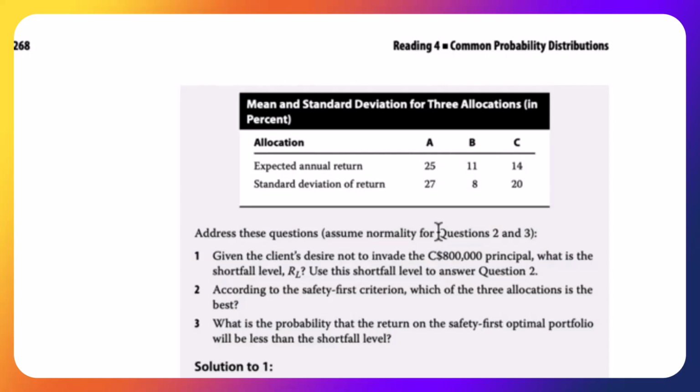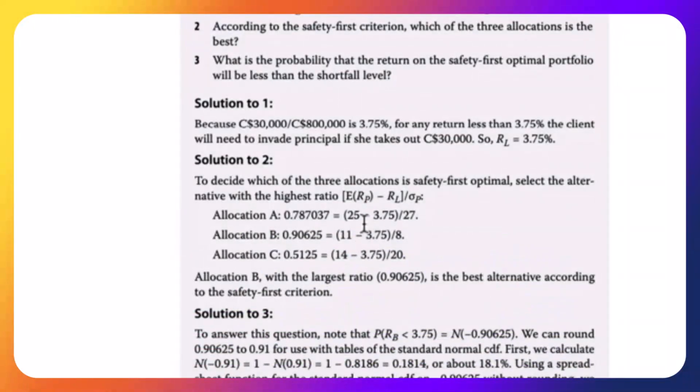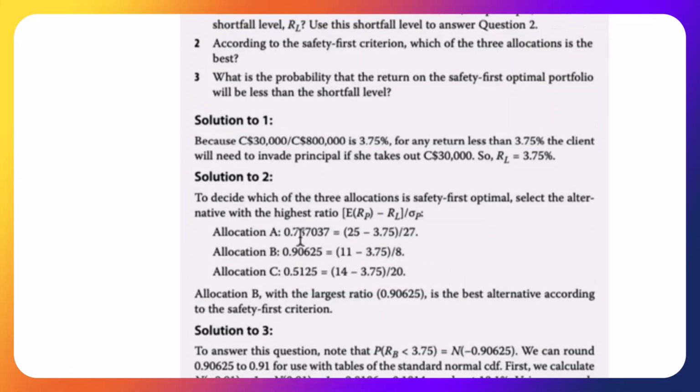The safety first ratio: 25% minus 3.75 divided by 27, 11 minus 3.75 divided by 8. You get what's going on here, right? So let's see what we have. Here is the deviation from the expected portfolio return to the lower bound divided by the standard deviation. We get 0.78, 0.90, and 0.51. Our goal is to take the highest one. We're maximizing this ratio, 0.906. So we're going to take allocation B.